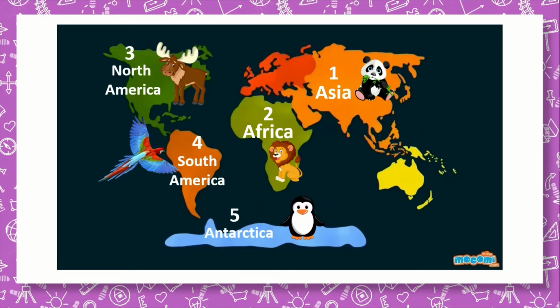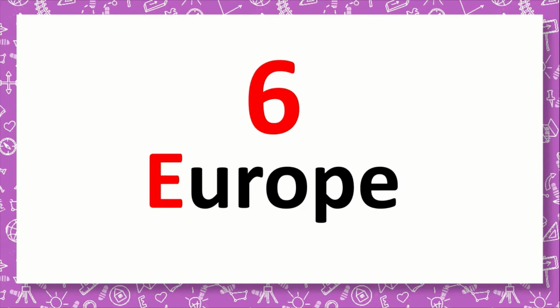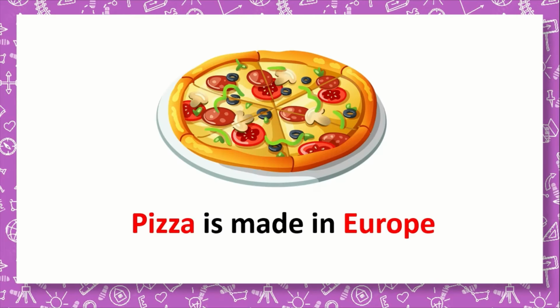Number six, Europe. Europe. Now, there are not many animals in Europe, but there is food. Europe, a country that made pizza. Pizza is made in Europe. If you like pizza, you should know that pizza is made in Europe. Europe, number six.